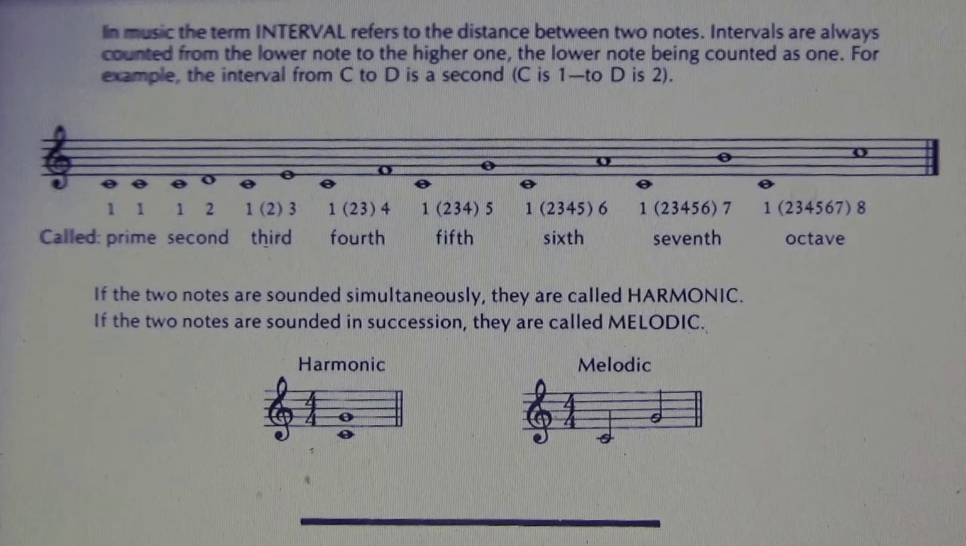And what's this one? Happy birthday, so that's the interval of the second, C to D. And this one? Oh Yankee Doodle, so that's the fourth, C to F. And this one? Take on me. So this is the seventh. Alright, and then just to recap, harmonic intervals, two notes played at the same time, and melodic in succession.